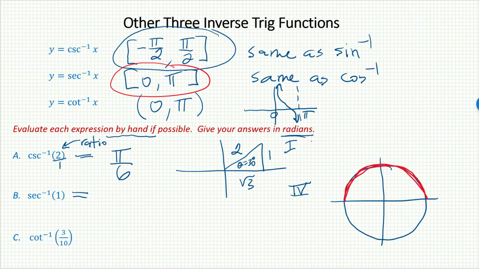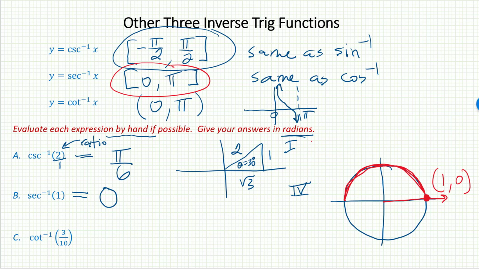I need a spot on this circle where the cosine coordinate would be 1. Well, cosine is the x value. This is the only spot on the entire unit circle that has an x value of 1, the point (1, 0). Obviously, this is simply 0 radians, and that would be my answer. We're saying 0 radians is the angle that has both a cosine and a secant value of 1.